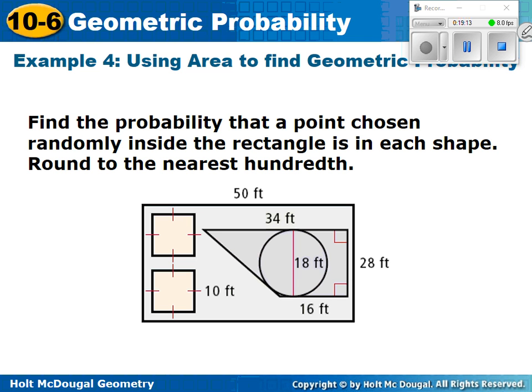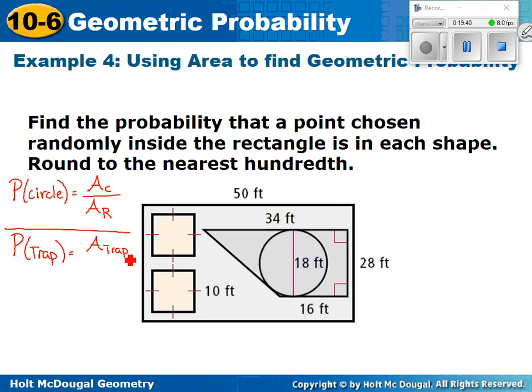Okay, we're not going to do all 3 of these. Let's just talk about what you would have to do. So if I wanted to find the probability of the circle, what do I need to find? Area of the circle over area of the rectangle. Okay, that's all I'm going to do for the first one. You guys can calculate areas. So on the next one, if I want to find the probability of the trapezoid, what am I going to need? Area of the trapezoid divided by area of the rectangle. Am I going too fast? Questions? Okay, I'm not going to do that one either.